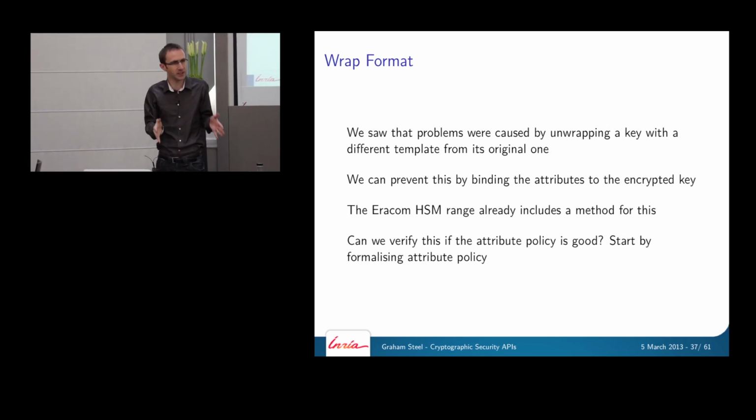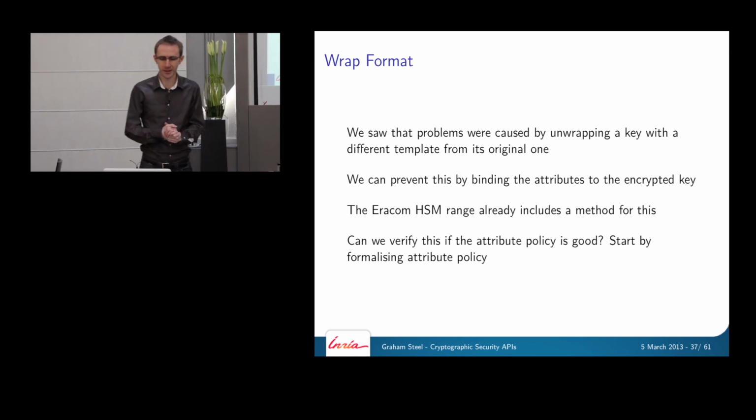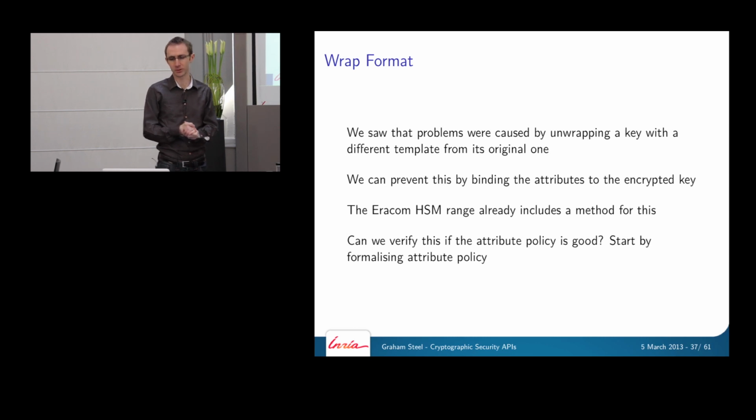That seems like a bad thing, a bad principle in general, right? So if I create a key with a particular set of attributes, that should be its attributes for life. I shouldn't be able to just manipulate them arbitrarily by wrapping and unwrapping. So how can we prevent this? Well, one way is that we can cryptographically bind the correct attributes to the encrypted key. And then when we receive the encrypted key to unwrap again, we can check this binding and make sure that we're giving the right attributes to the key that arrives.